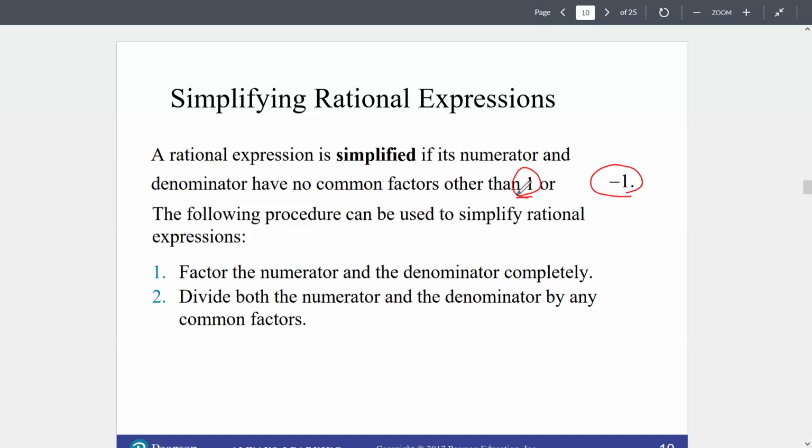The following procedure can be used to simplify a rational expression. We're going to factor the numerator and the denominator completely. So we're going to put those factoring skills to use again. We're going to completely factor the top, completely factor the bottom. Then we're going to divide both the numerator and the denominator by any common factors.